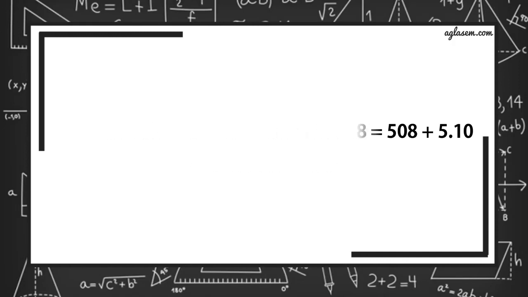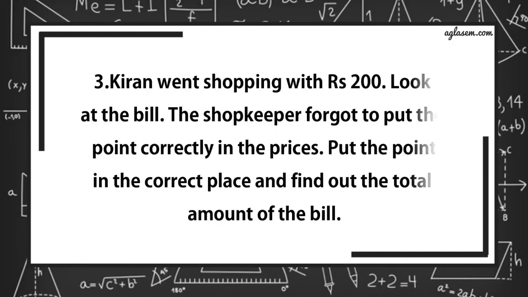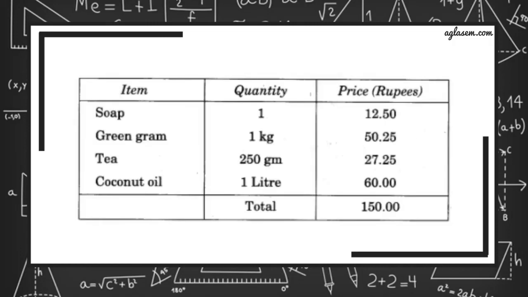Further, third question says, Kiran went shopping for rupees 200. Look at the bill. The shopkeeper forgot to put the point correctly in the price. Put the point in the correct place and find out the total amount of the bill. So the answer is, here is a table in front of your screen. In first column there is an item, and in second column there is a quantity, and in third column there is a price. So first item is soap and the quantity is 1. Therefore the price is 12.50.